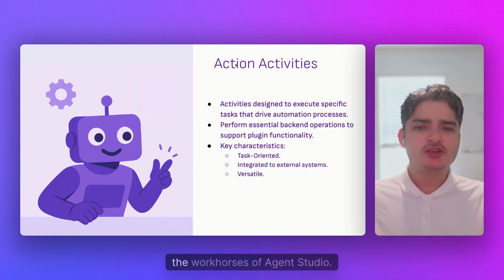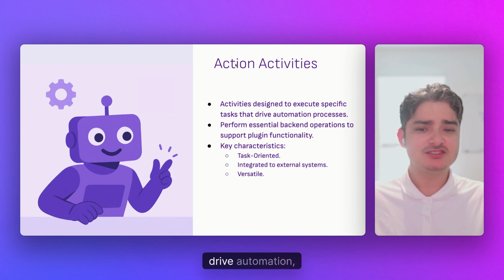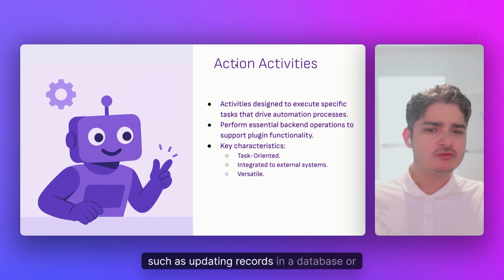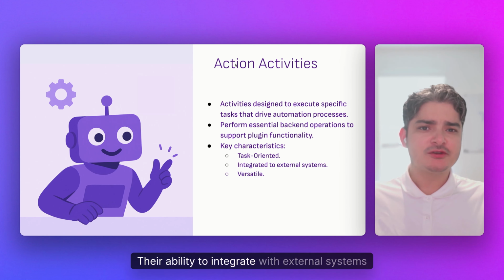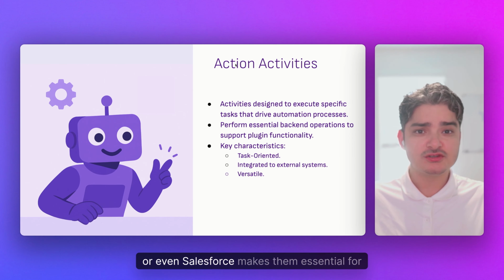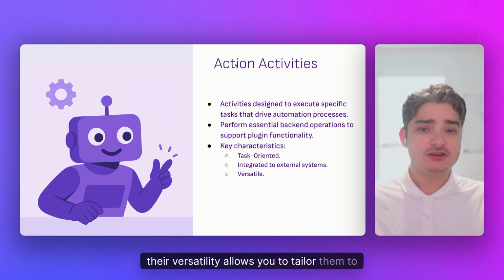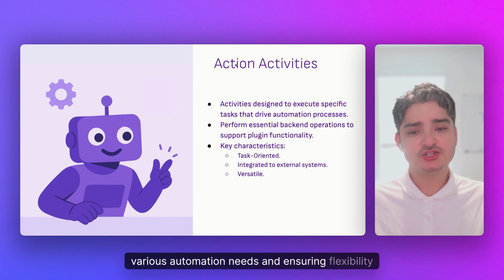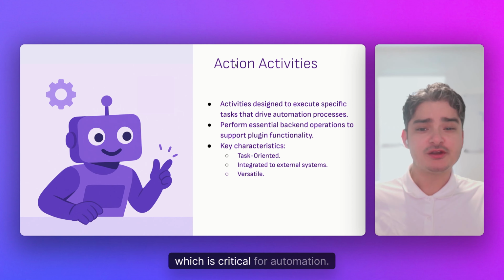Action activities are the workhorse of Agent Studio. They're designed to execute specific tasks that drive automation, such as updating records in a database or triggering workflows. Their ability to integrate with external systems like ServiceNow, Jira, or even Salesforce makes them essential for connecting your plugins to business tools. Plus, their versatility allows you to tailor them to various automation needs, ensuring flexibility in your plugin design. They excel at task execution, which is critical for automation.